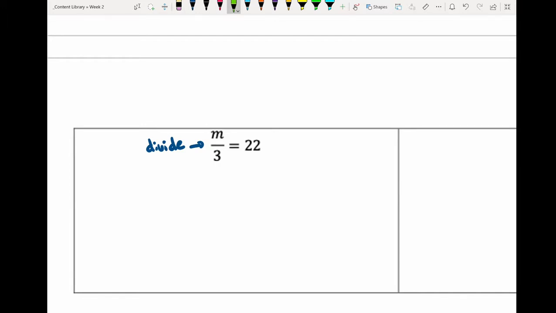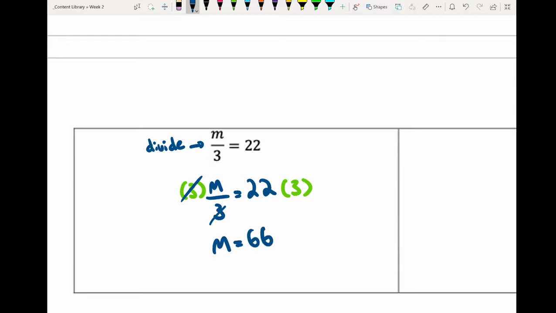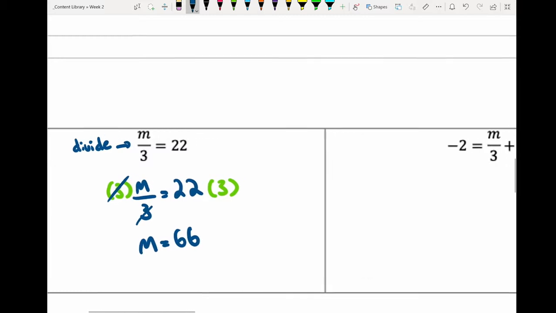So I'll rewrite this. m over 3 equals 22. To cancel out the division, I'm going to multiply by 3. And to keep things balanced, I'm going to do the same thing to the other side. Multiply by 3. On the one side, it'll cancel out, and I'm left with m equals 22 times 3, which is 66. So that means m is equal to 66.